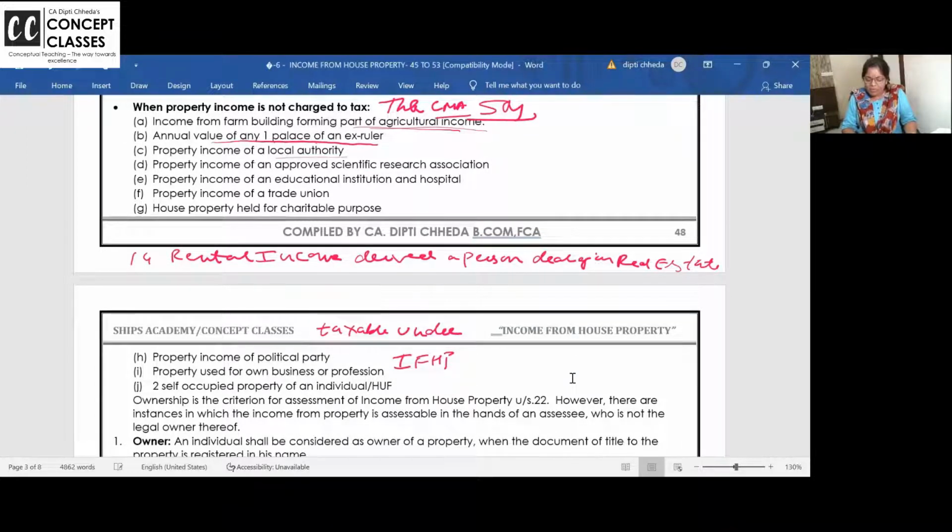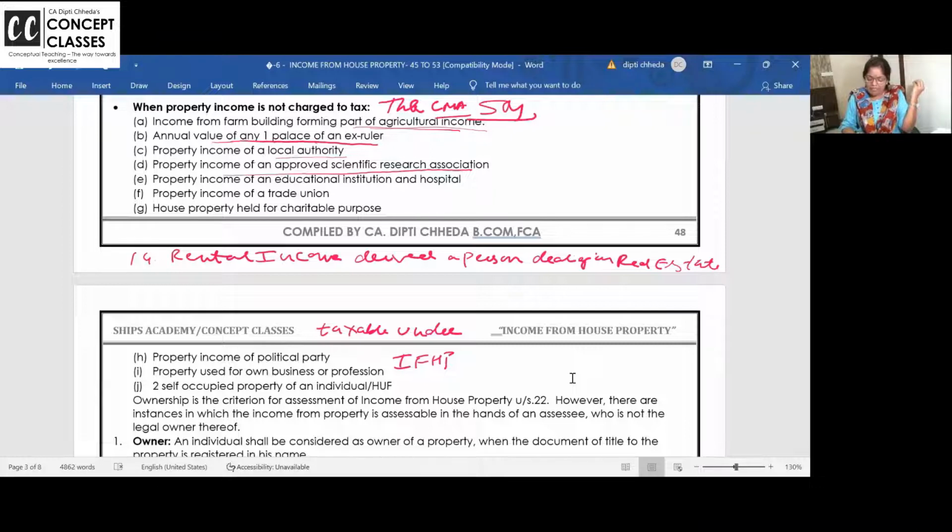Property income of a local authority. It's not taxable. Property income of a scientific research association. Like in Hyderabad, we have DRDL and all these. So these are all research associations. There, if they get any property income, not taxable.